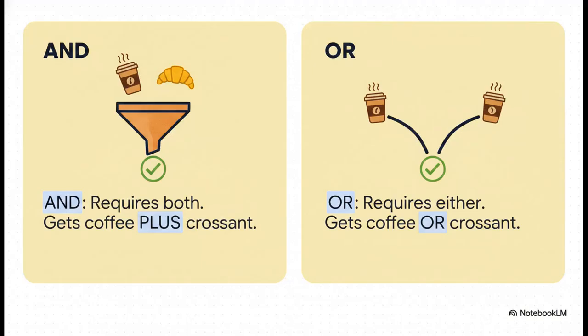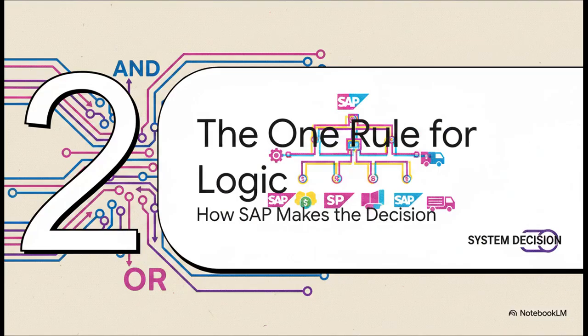Think about it like you're ordering breakfast. If you ask for eggs and bacon, you expect to see both on your plate. If one is missing, the order's wrong. And is restrictive. It narrows things down. But if you ask for eggs or bacon, getting either one makes you happy. Or is inclusive. It opens up the possibilities and broadens your results. Simple, right? So how does SAP handle this?